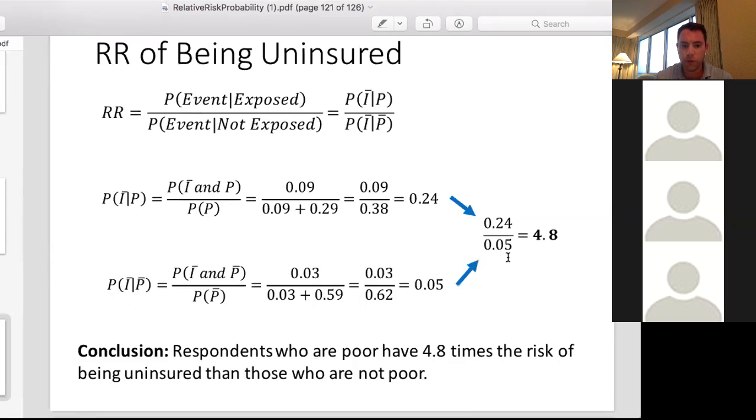So now we can conclude that those who are poor have 5 times the risk of being uninsured than those who are not poor. That's our conclusion here. Okay. And we can quickly go over another example and work through it together.